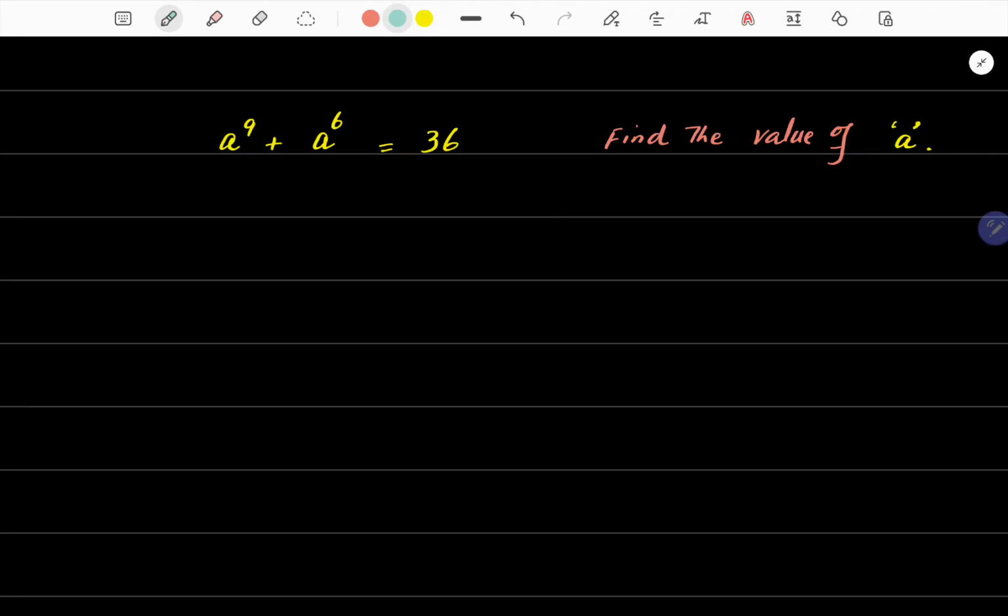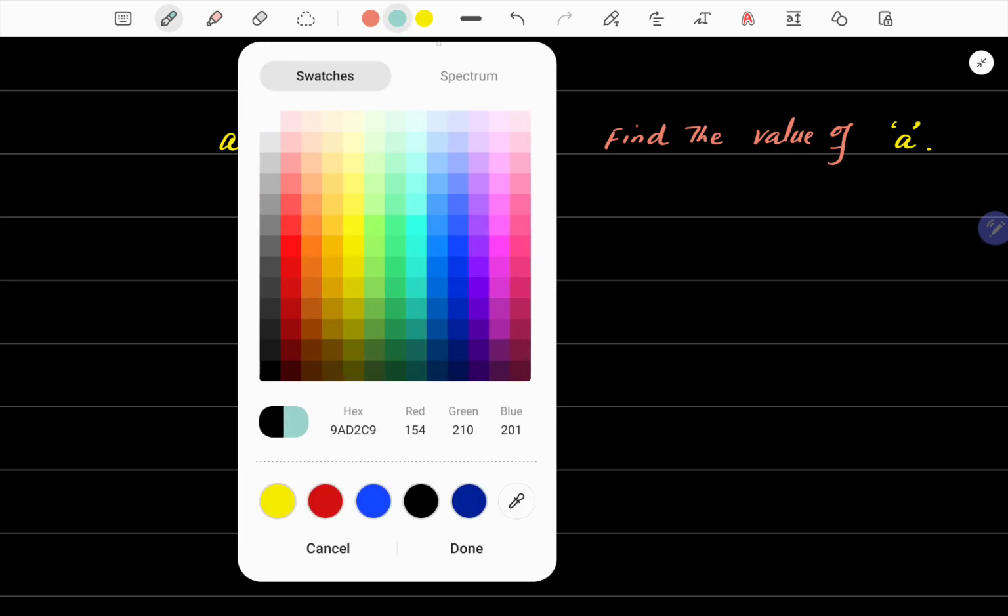Hello everyone. In this video we have a polynomial equation which is of ninth order. It is given that a power 9 plus a power 6 is equal to 36. We have to find the value of a. Let's move toward the solution.